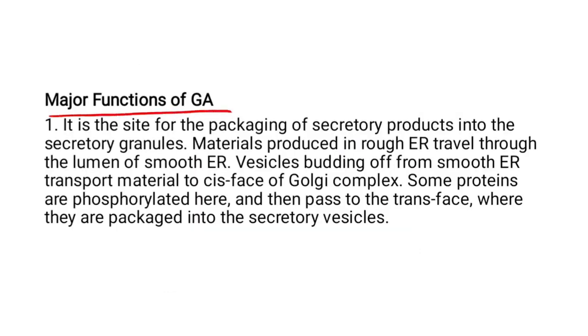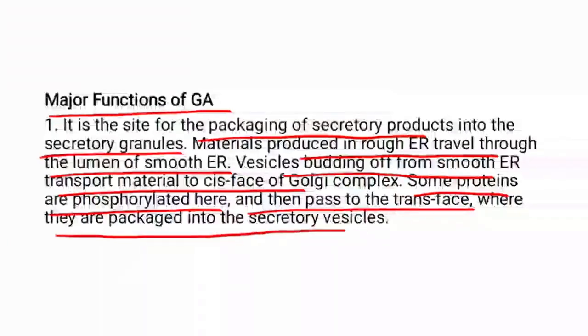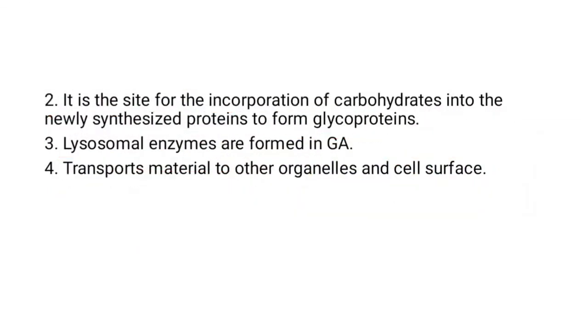Major functions of the Golgi apparatus. It is the site for packaging of secretory products into secretory granules. Materials produced in the rough endoplasmic reticulum travel through the lumen of the smooth endoplasmic reticulum. Vesicles budding off from the smooth endoplasmic reticulum transport materials to the cis phase of the Golgi complex. Some proteins are phosphorylated here and then pass to the trans phase, where they are packaged into secretory vesicles.